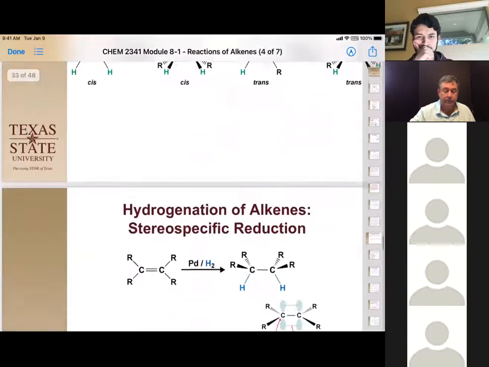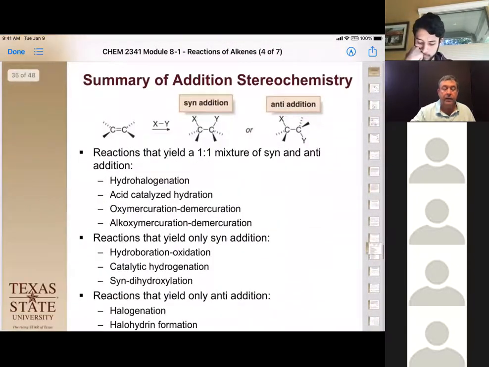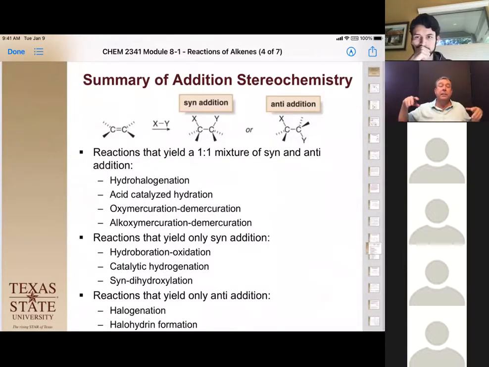Correct. Okay. So another way to think about it is that the thing that comes in first is going to be on the least substituted side, right? Right. Okay. So this is the summary with stereochemistry on it that I wanted you to start building yourself, okay?